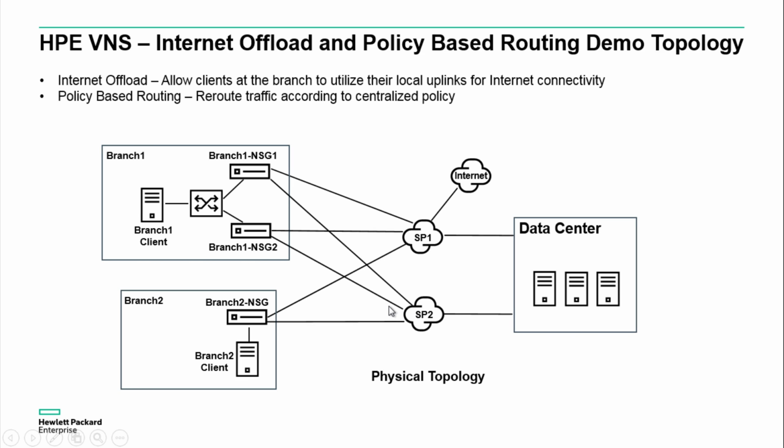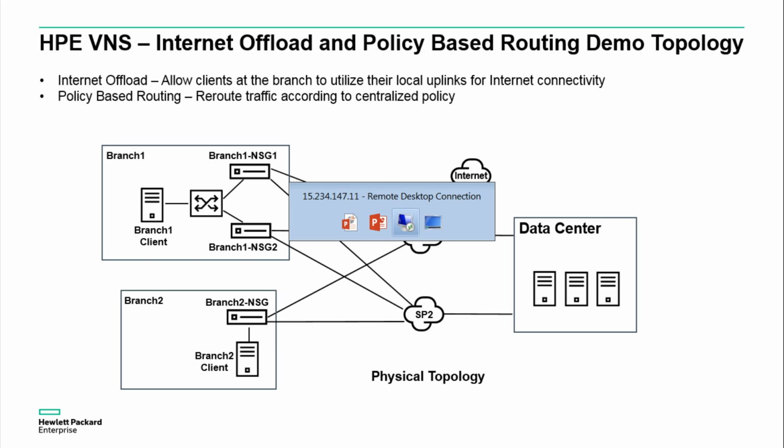So for the first use case, internet offload, some customers would like to offload internet browsing, internet usage from a centralized data center to the branches. Right? This means the clients at the branches would utilize the uplinks to connect to the internet directly. So let's take a look at my lab next.